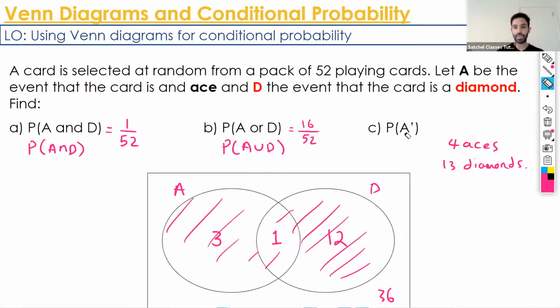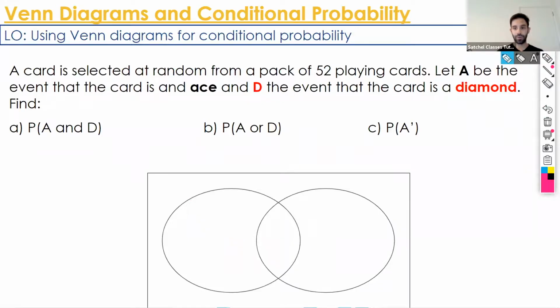And lastly, it says find the probability of the complement of A. So everything that's not A, so everything that's not an ace, well, we have 4 aces in total. So therefore we have 48 cards that are not aces. So that's 48 out of 52. So this is how we can use a Venn diagram to calculate normal probabilities. All right, and let's move on.